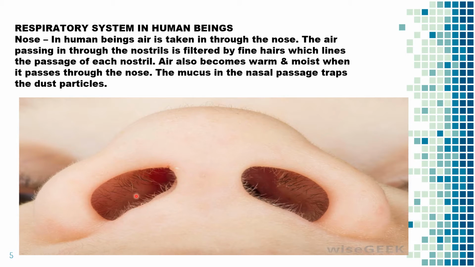You will find there are many tiny hairs present on the walls of the nostrils. These hairs carry out a very important function because these hairs trap the foreign particles and prevent them from moving further into the system. Air also becomes warm and moist when it passes through the nostrils. There is presence of mucus in the nasal passage, and this mucus helps in trapping the dust particles and prevents them from moving further into the system.